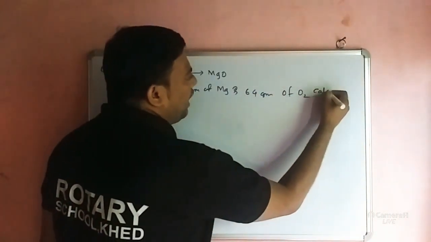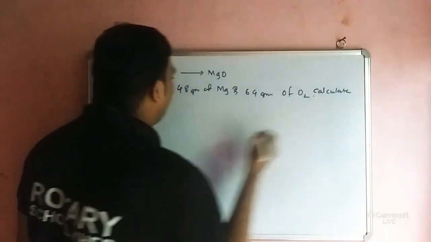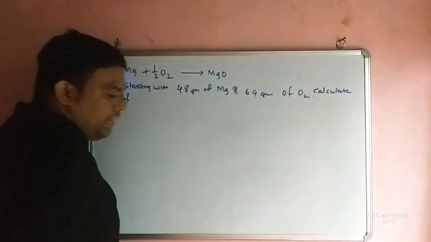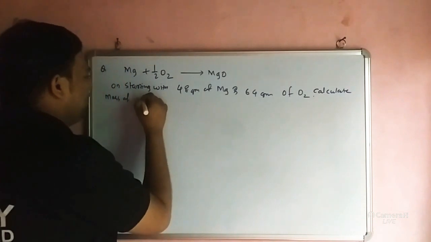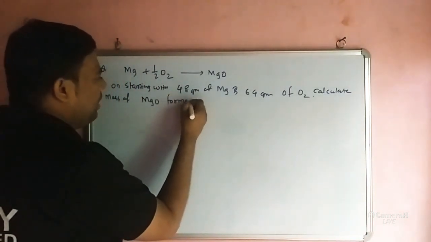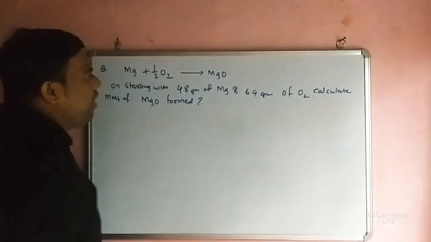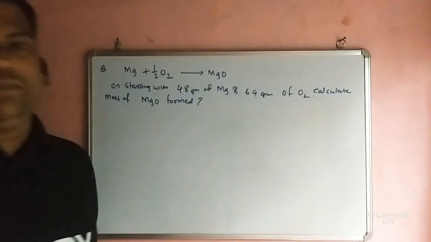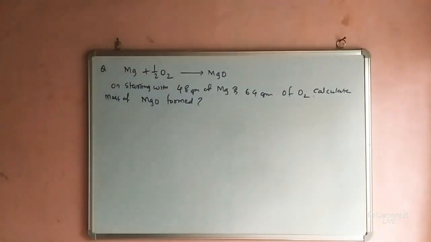Then calculate the mass of MgO formed. Okay, so this we have to calculate. So pay attention to this question carefully, beta. I hope you wrote this question.